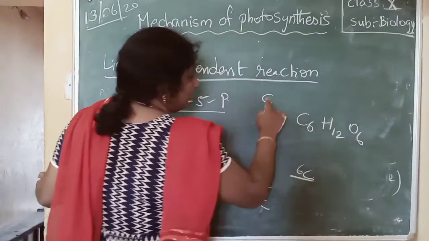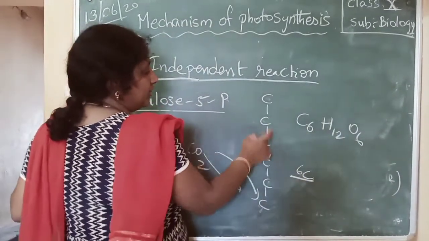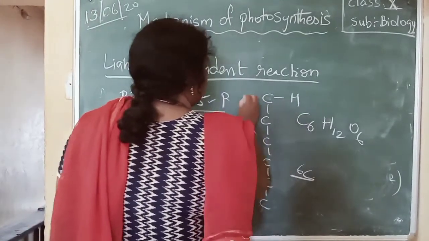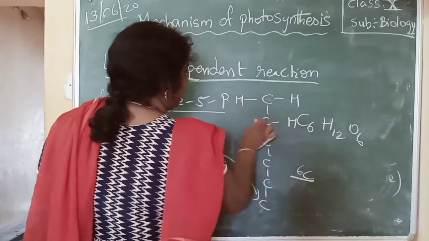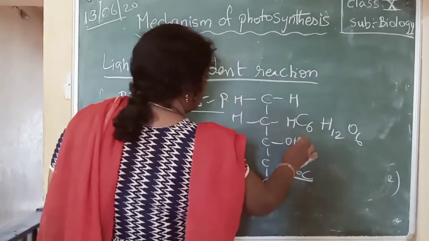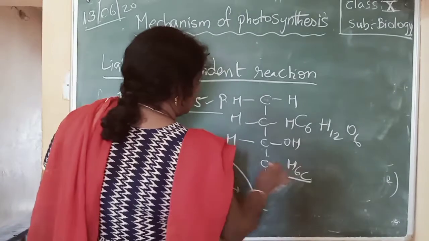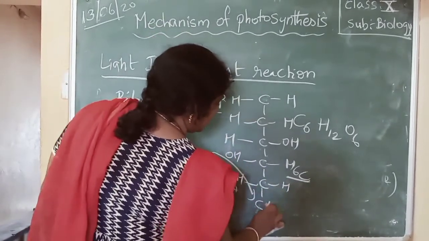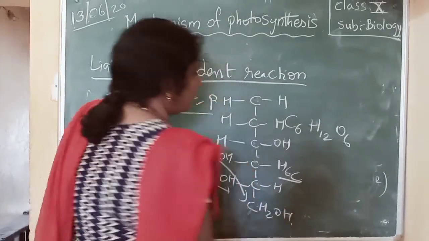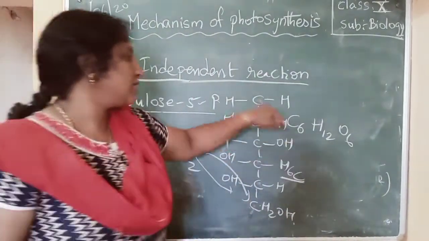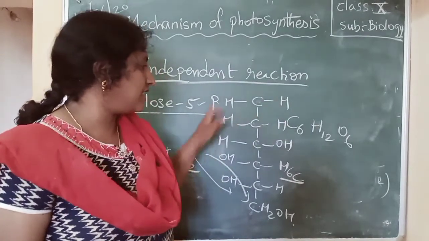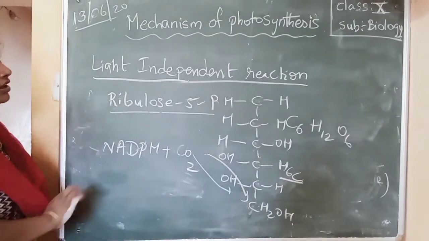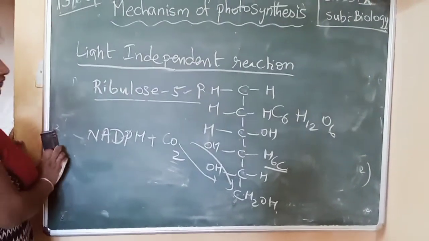C6H12O6. So how many carbons are there in glucose? 6: 1, 2, 3, 4, 5, 6. So glucose, you can write this structure like this. There is no need, but this will be the structure of glucose. If you count, C6, 12 hydrogens will be present, 6 oxygens will be present. So this is the structure of glucose.